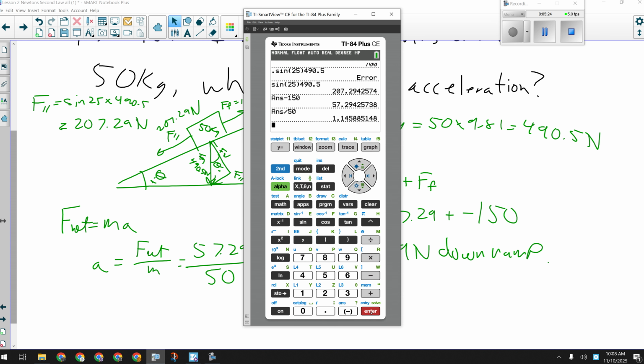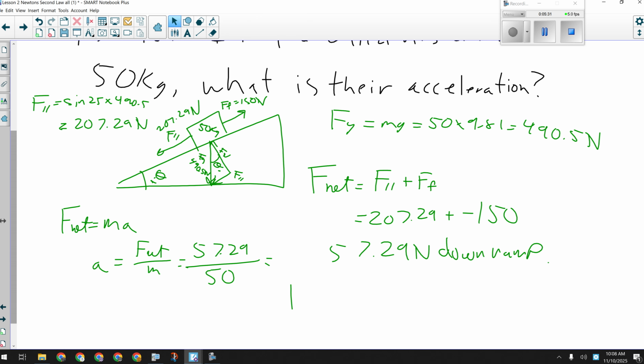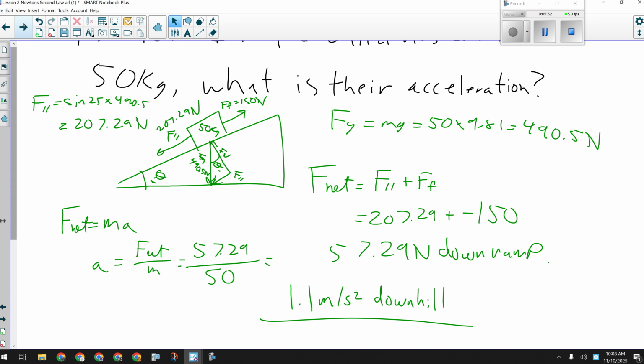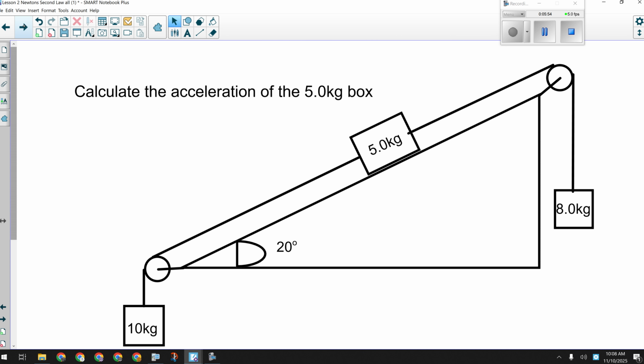Okay, so to two significant digits, 1.1 meters per second squared down the hill. Okay, is that ringing a bell? All right, now, eventually, we'll combine those system questions that we learned about last week with the pulleys and everything with inclined planes, and you'll get something like this.